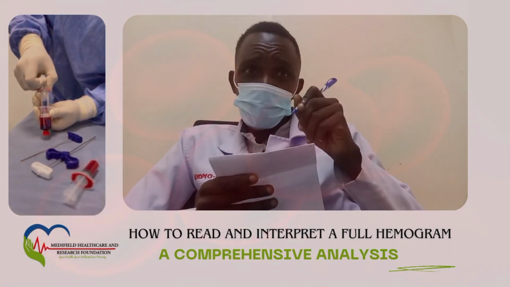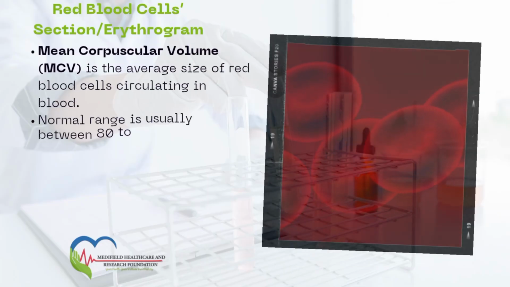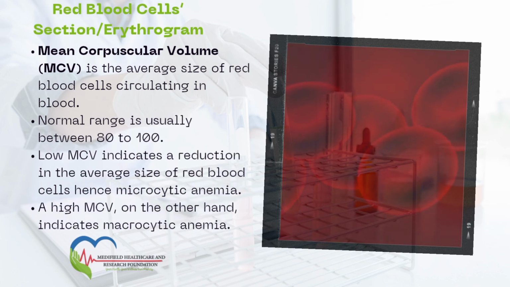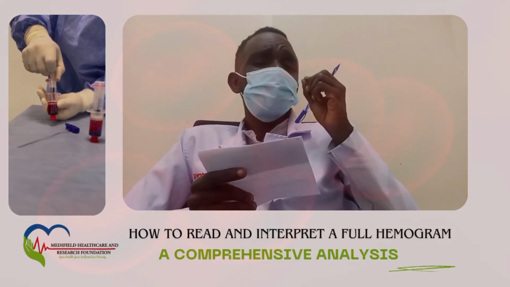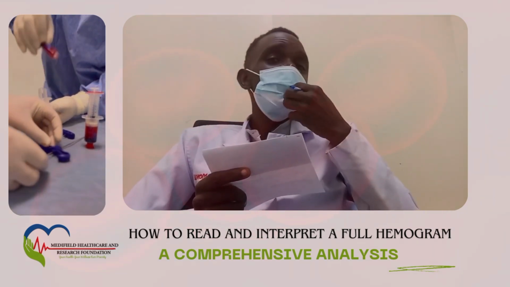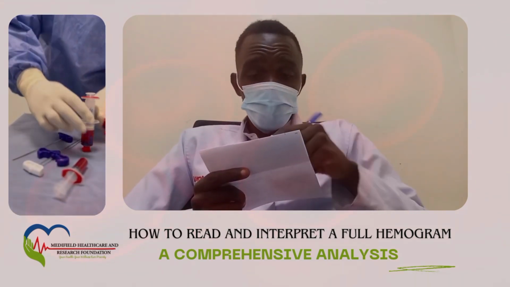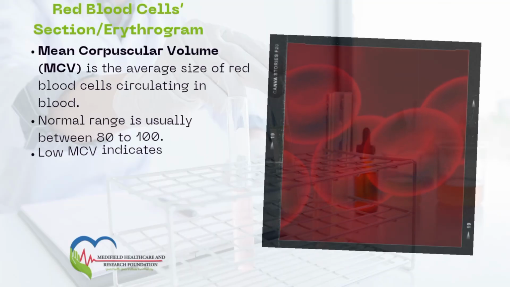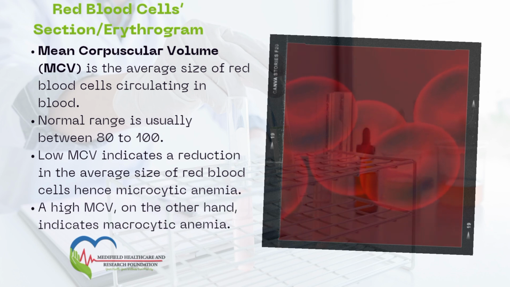Then MCV, one of the important segments of this presentation, we are now getting there. MCV is the average size of the red blood cells circulating in blood. It's more of the size of the red blood cells. If the size is low, we call this microcytic anemia. If the size is high, we call it macrocytic anemia. So the normal range is between 80 to 100. If it's beyond 100, we think of macrocytic anemia. If it's below 100, we think of microcytic anemia.